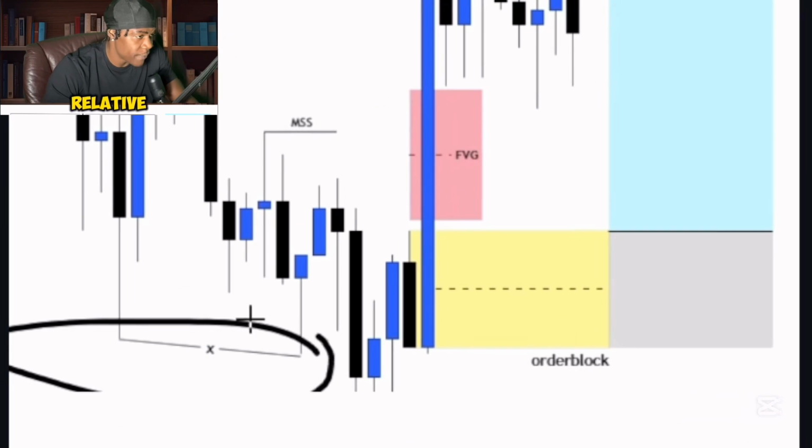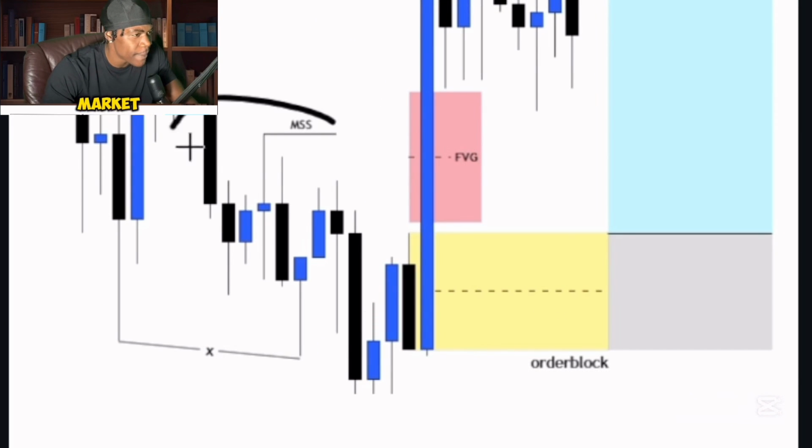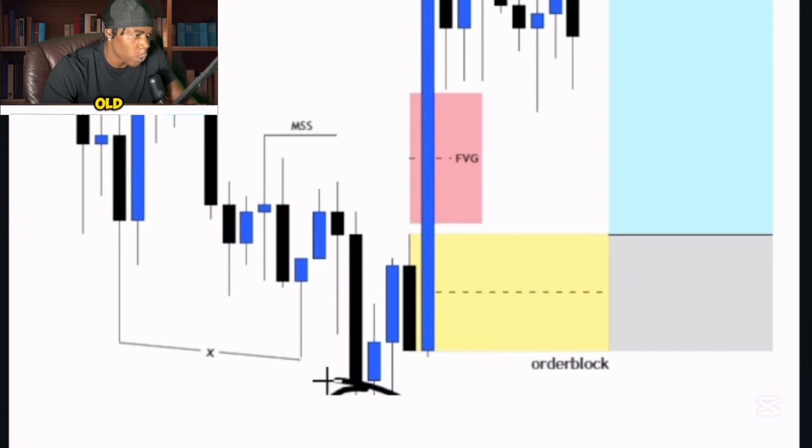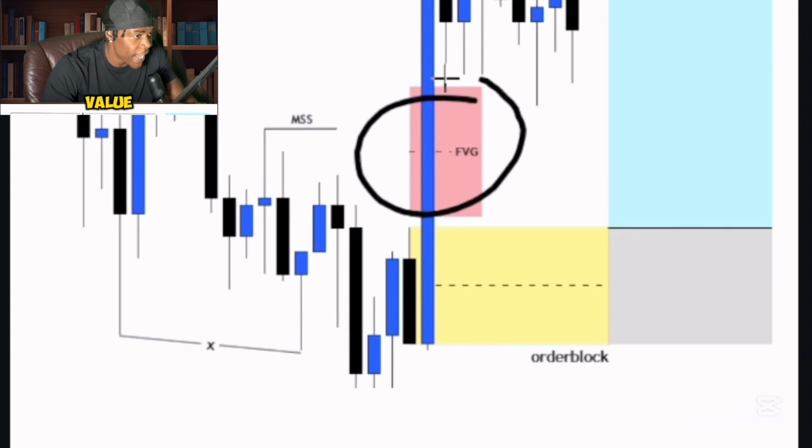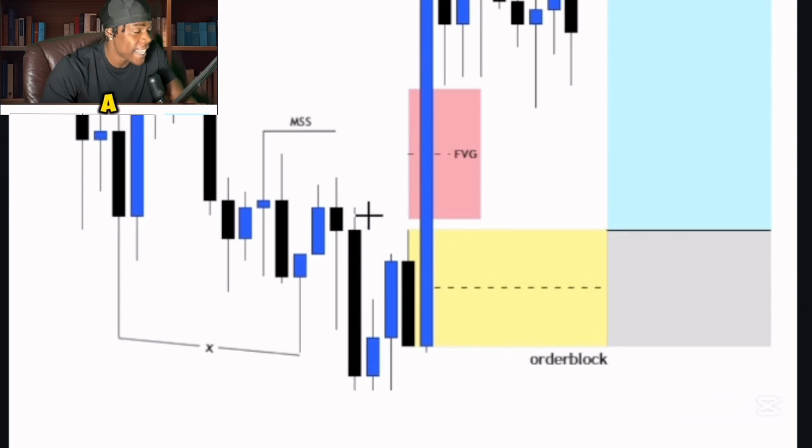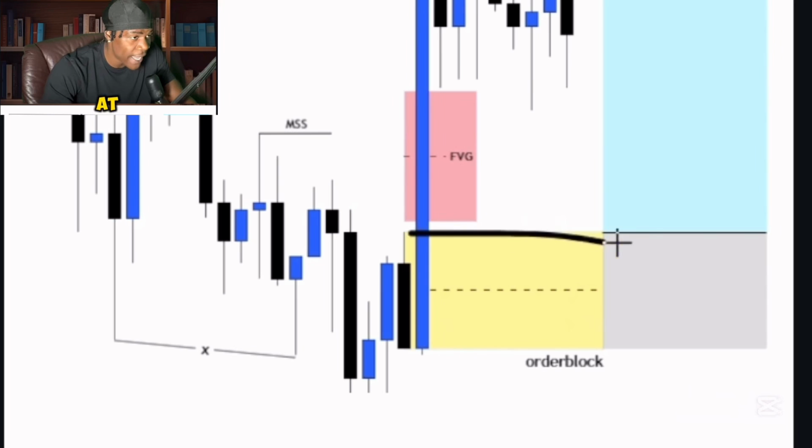We see price clear these relative equal lows to then extend higher and give us a market structure shift. On this new dealing range from this old low to this old high, price left this fair value gap that's near this order block. This is a high probable entry zone. Your entry at the order block open and your stop loss right at the candlestick low, and you're targeting this prior range high right here.